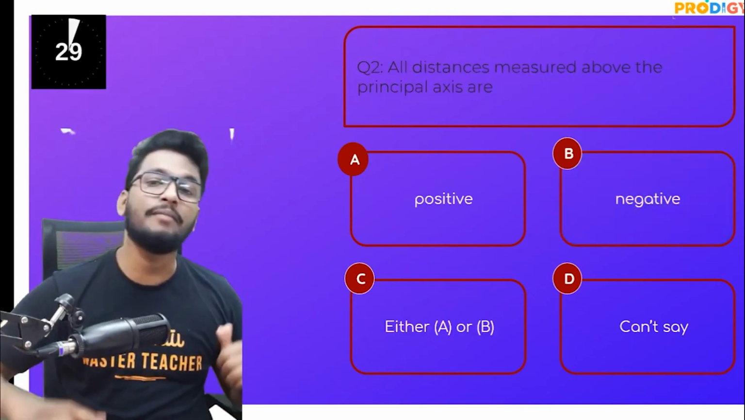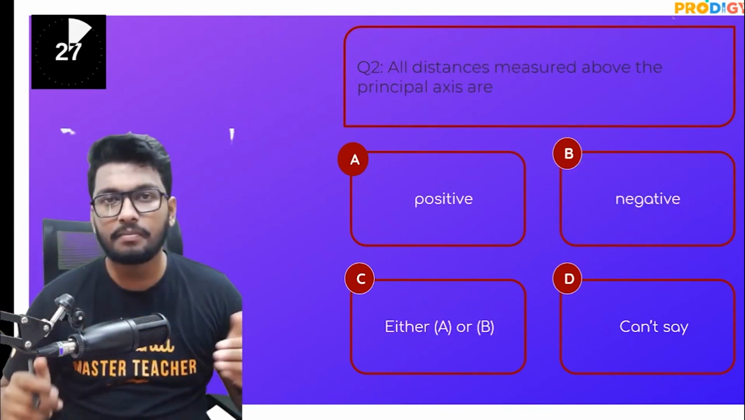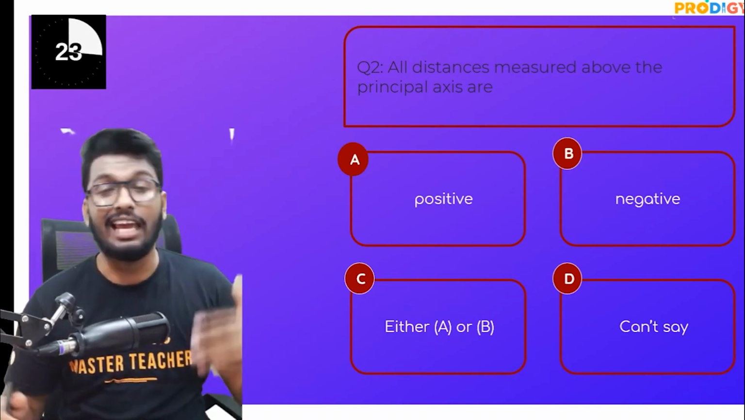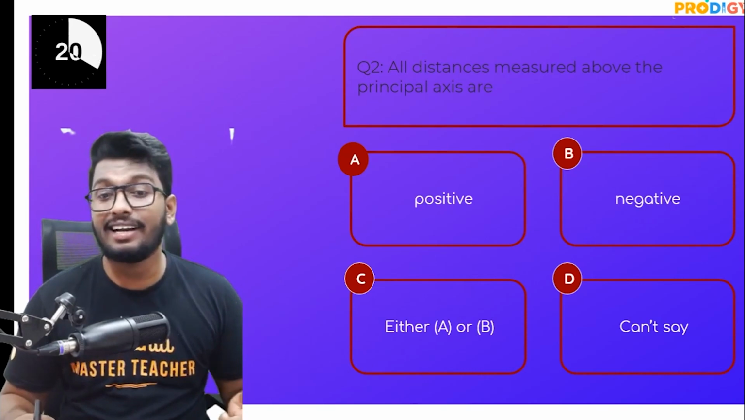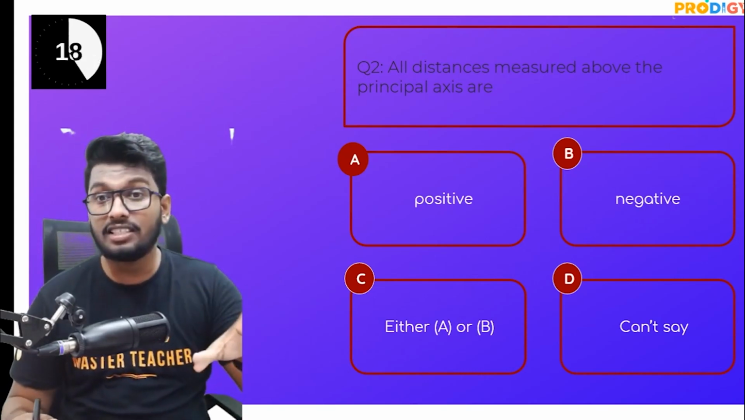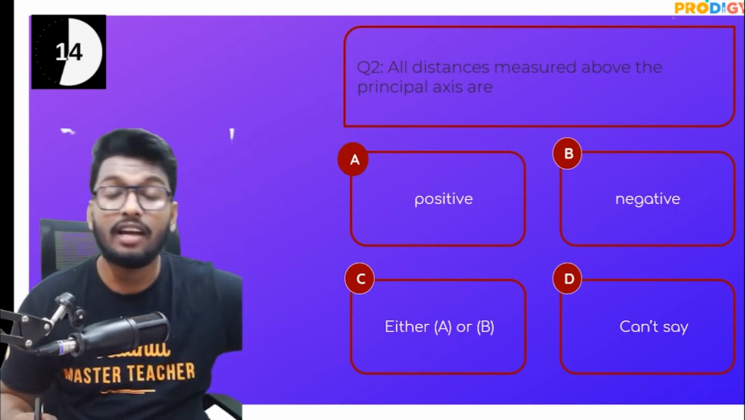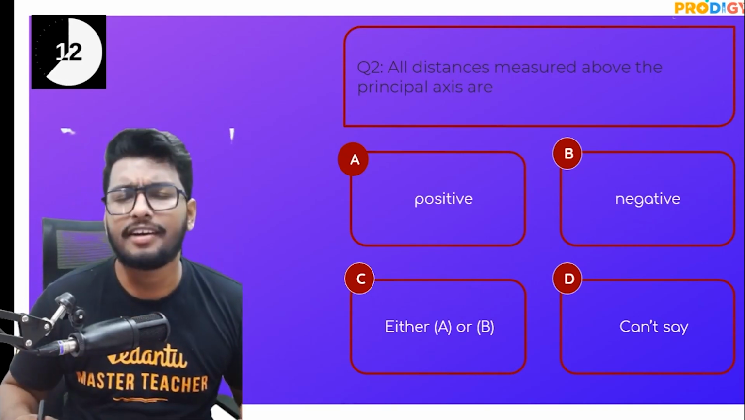All right, second question. All distances measured above the principal axis is positive, negative, neither positive or negative, or can't say? Let me repeat the question. All distances measured above the principal axis. Is it positive, negative, either positive or negative, or can't say?